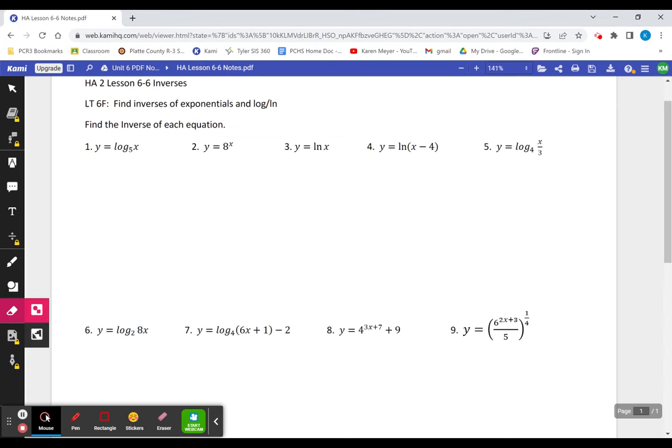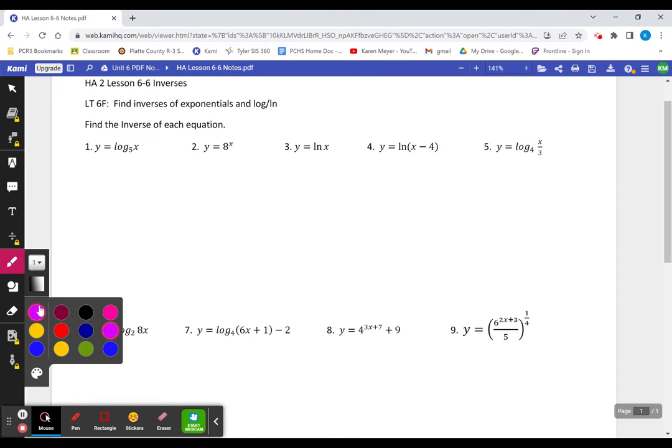Right, in this lesson we are going to be talking about finding inverses, and we're going to be finding inverses of exponential equations and equations that either have log or ln in them.